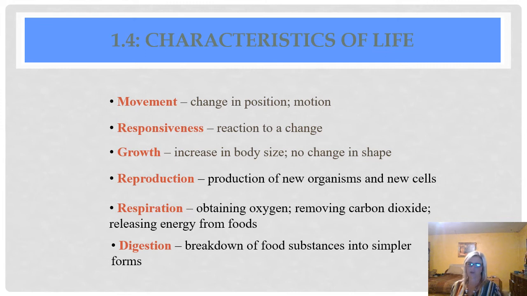Then we have reproduction, and of course that is passing on our DNA into future generations, right? Making new organisms and new cells. Then we have respiration, like cellular respiration, which we're going to look at in detail. This is where we're going to obtain oxygen, remove carbon dioxide, release energy from foods. And then, of course, we've got to do something with that. We've got to break down these molecules in our food substances into simpler forms that we can use.